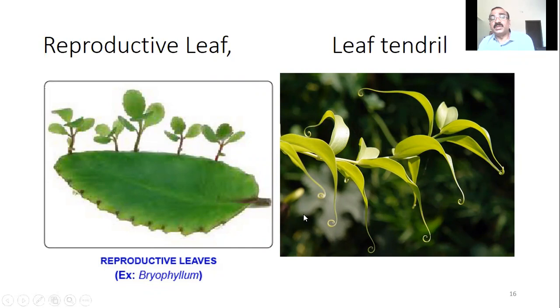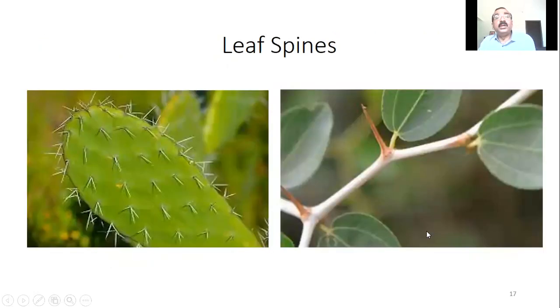And this is the gloriosa plant. This is called a glory lily. Here the tips of the leaf are modified into tendril-like structures for climbing, leaf tendril. So here the tendrils are formed by the modification of the leaf tip. Therefore it is called leaf tendril.